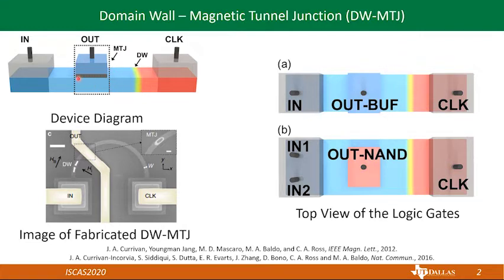Combining the free layer, tunnel barrier, and the fixed layer, this sandwich structure in the dash box forms a magnetic tunnel junction, or MTJ, that serves as the output of this DW-MTJ device. On the bottom is the image of a fabricated DW-MTJ. We can see the input electrode, output, and the zoomed-in inset on the right is showing the image of the MTJ. The DW-MTJ device is then used to implement Boolean logic gates.